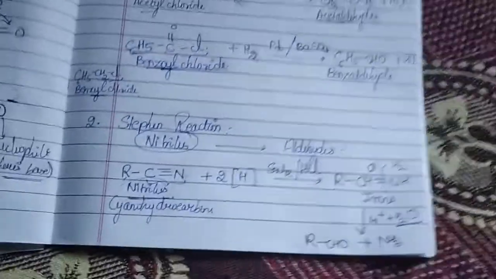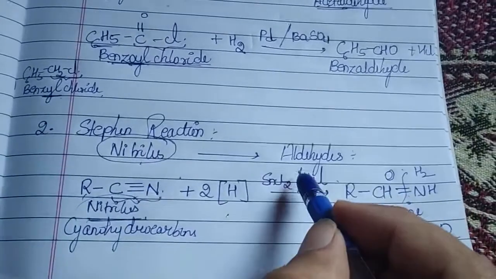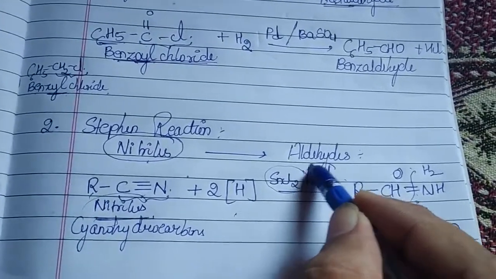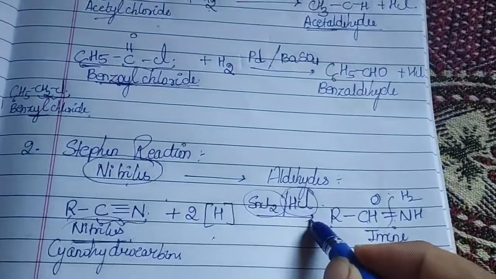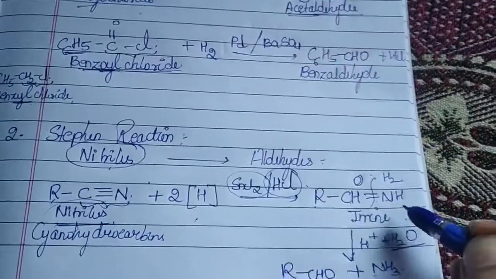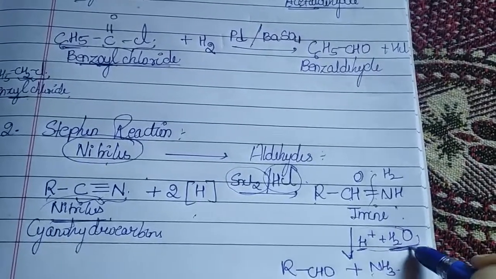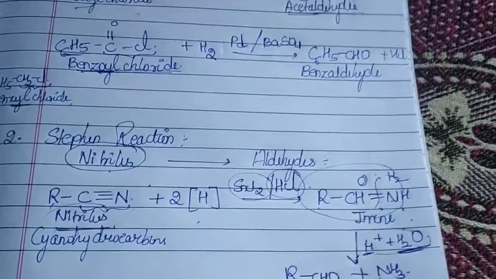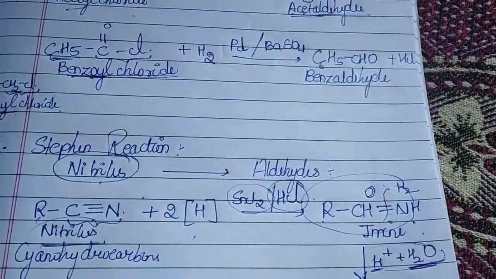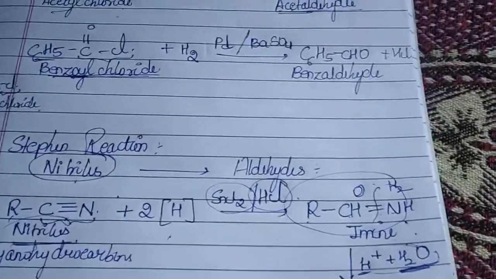So what is the Stephan reaction? It is a reaction in which nitriles are reduced, very much important, mark my words, in the presence of stannous chloride and hydrochloric acid to give an imine. First you get the imine. Then on acid hydrolysis, the imine gives us the respective aldehyde plus ammonia. So this is called your Stephan reaction. Very much important. You could just note that this is also a reduction reaction.